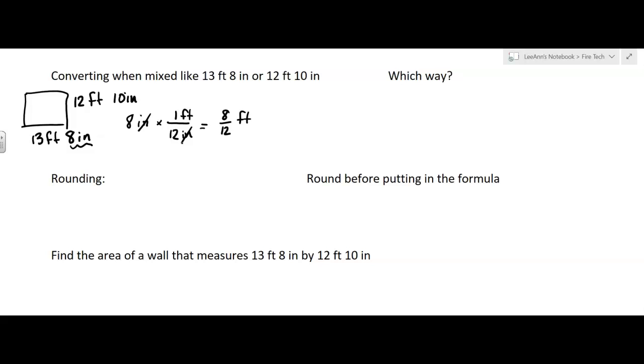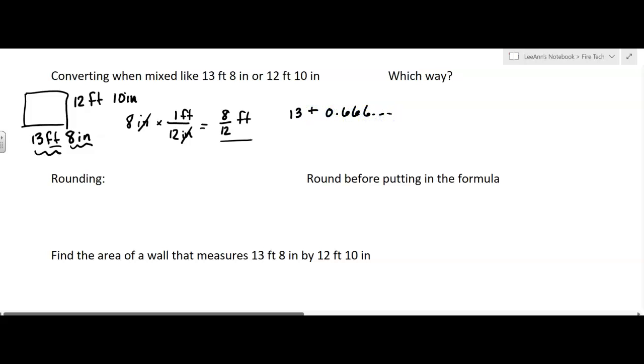Okay, so now we have 13 feet, and we have 8/12 of a foot. Now, you're probably not going to want to use a fraction. You're probably going to want a decimal. So you're going to take your calculator, and you're going to go 8 divided by 12. And I get like 0.66666, and it's repeating. So I'm going to add that to the 13. So it's going to be like 13 plus 0.666, and it goes on.